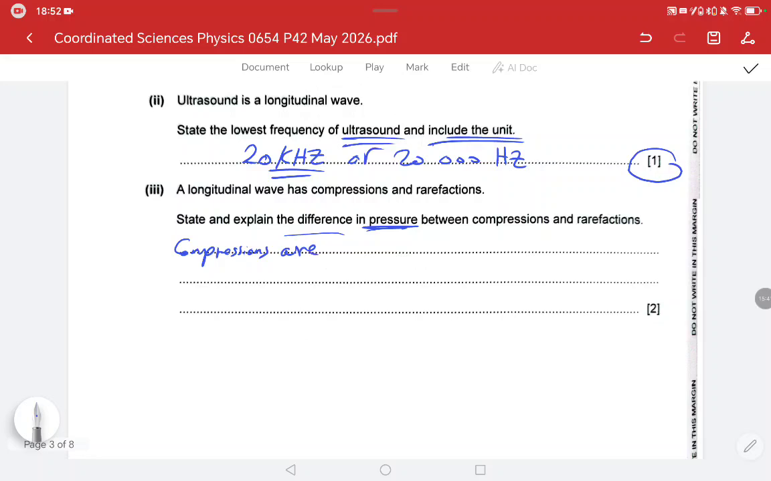So in compression we have regions where particles are very close, right? Particles are closer to each other.